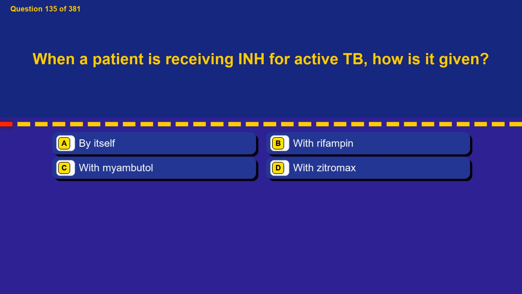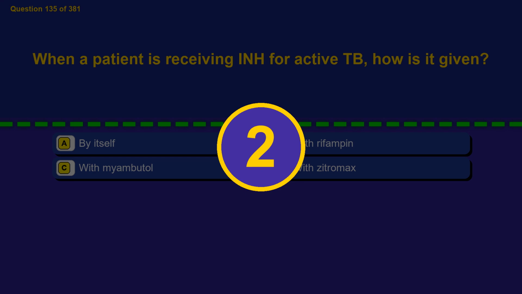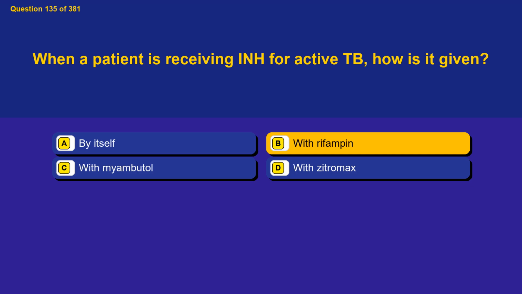Question 135. When a patient is receiving INH for active TB, how is it given? Option A, by itself. Option B, with rifampin. Option C, with Myambutol. Option D, with Zithromax. The correct answer is option B, with rifampin.